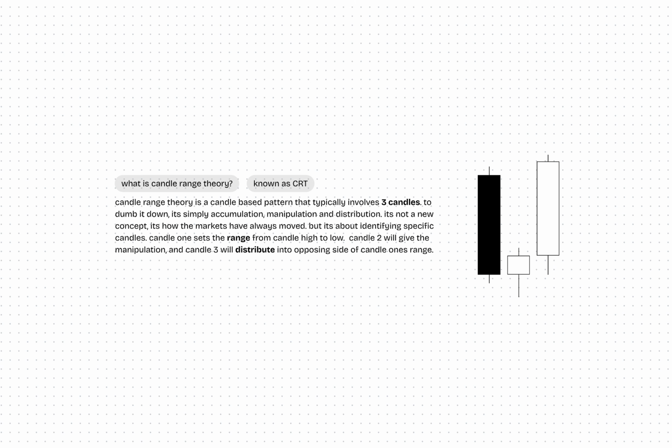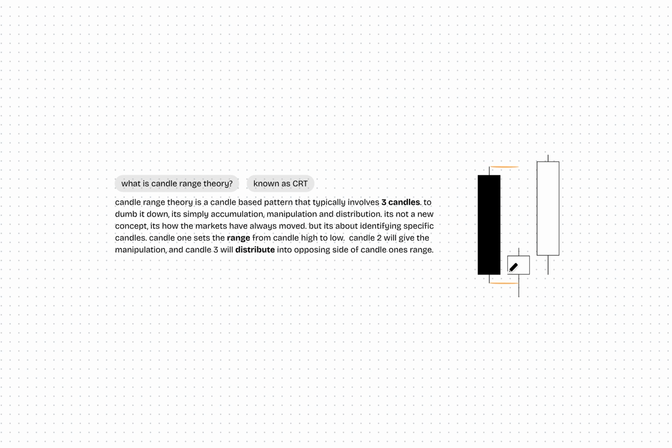So candle 1 sets the range. This is the CRT, and we want to mark out the range low and the range high. That is our price range. This candle will also normally trade into a higher time frame key level, so it's mitigating an area of internal liquidity. Price will then start to range, accumulate. Candle 2 is where we get the manipulation. Price will take the low of the previous candle, and we want to see it close back inside of the price range.